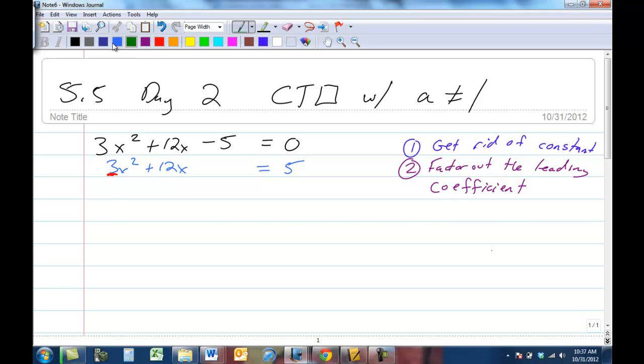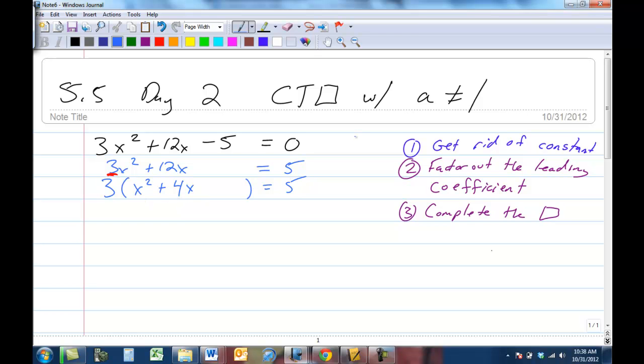So, a 3 comes out. We're left with x squared plus 12x. Leave a space, equals 5. All right, now, we're still going to do half of b and all that stuff. Step 3 is complete the square. So, half of b, oh my goodness, I messed up, didn't I? If I want to factor out the leading coefficient, I got to factor off both of them, don't I? 3 times x squared plus 4x. My bad, y'all.